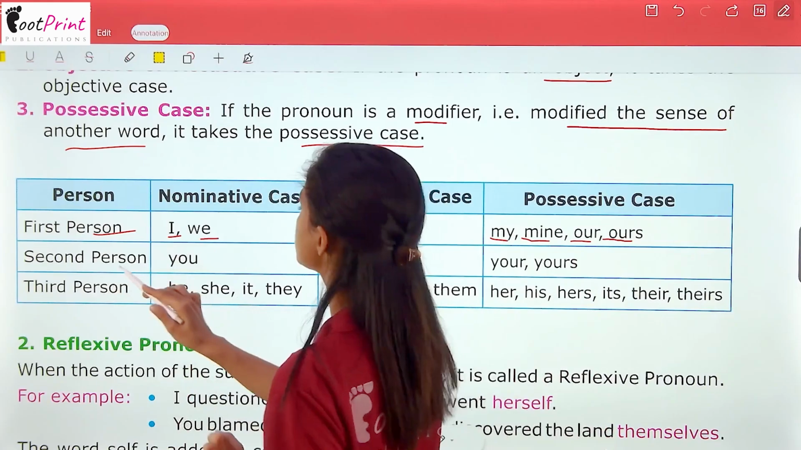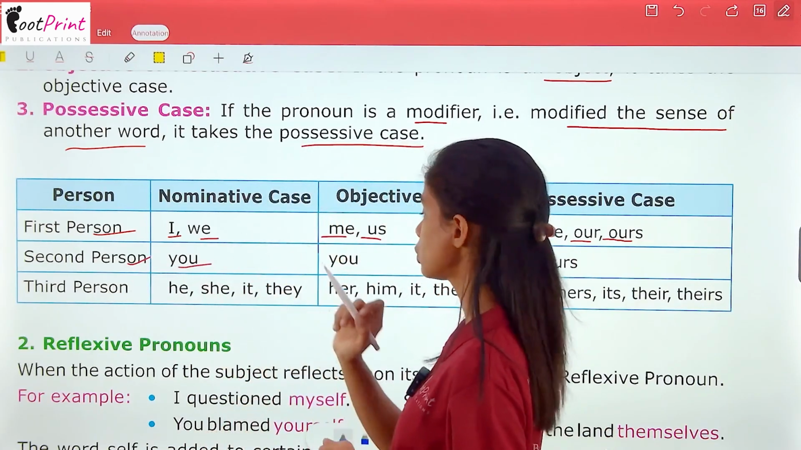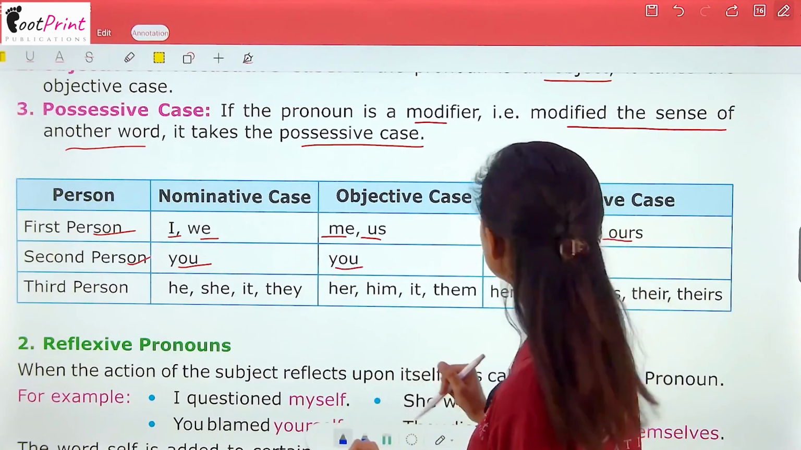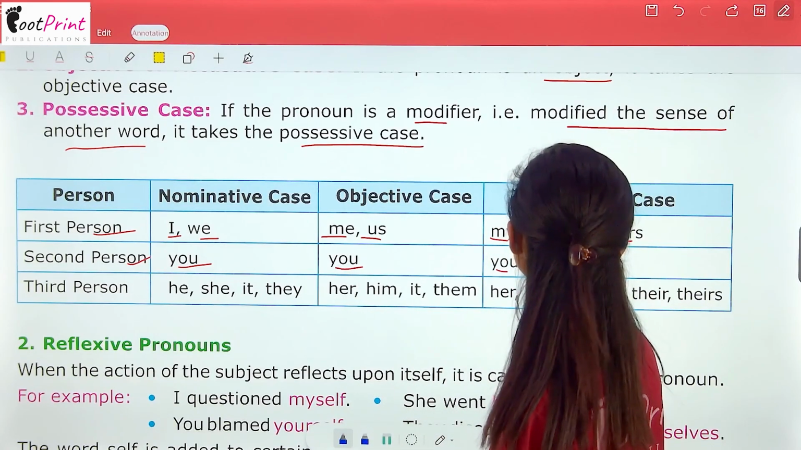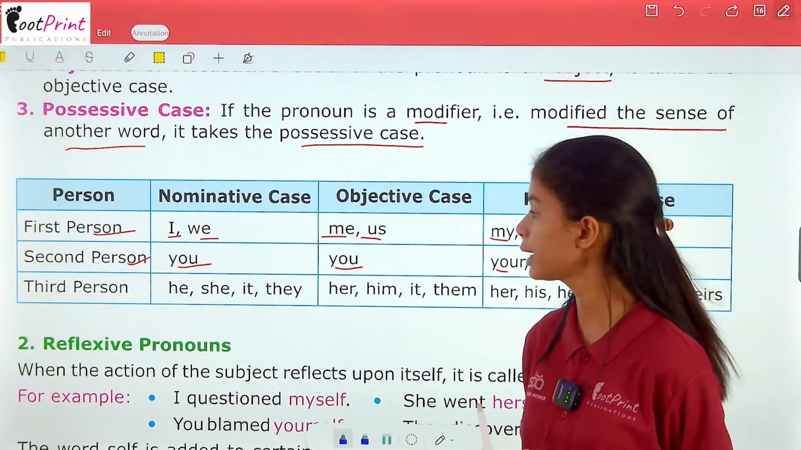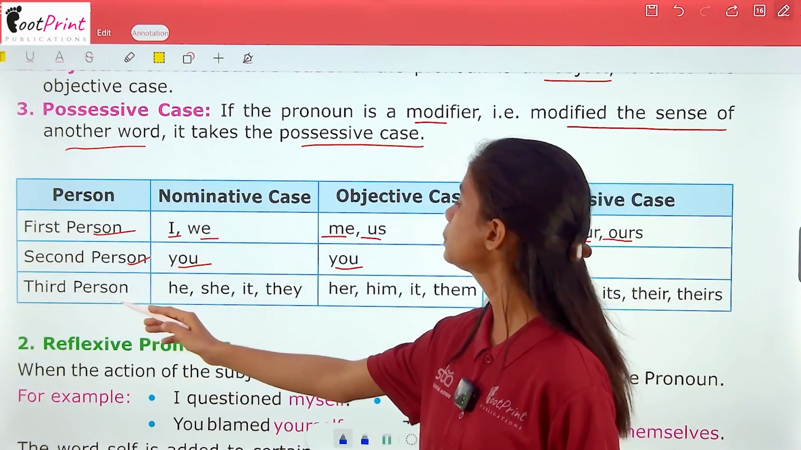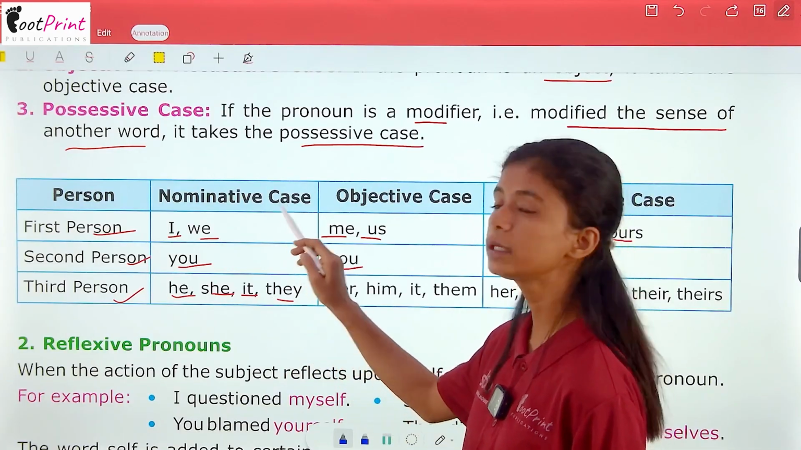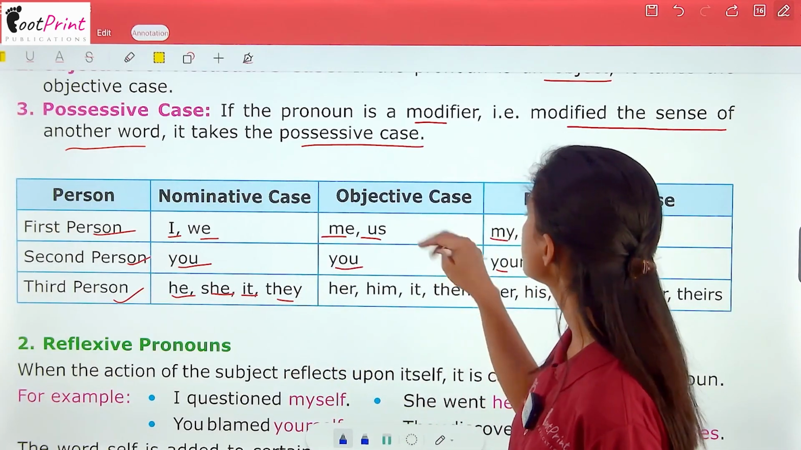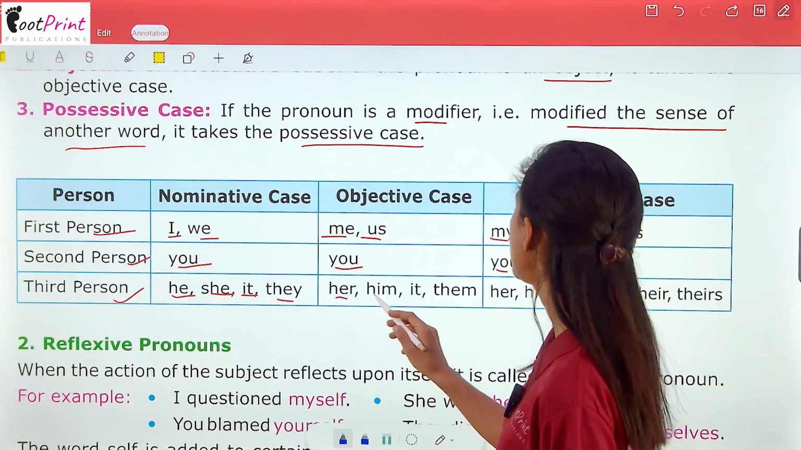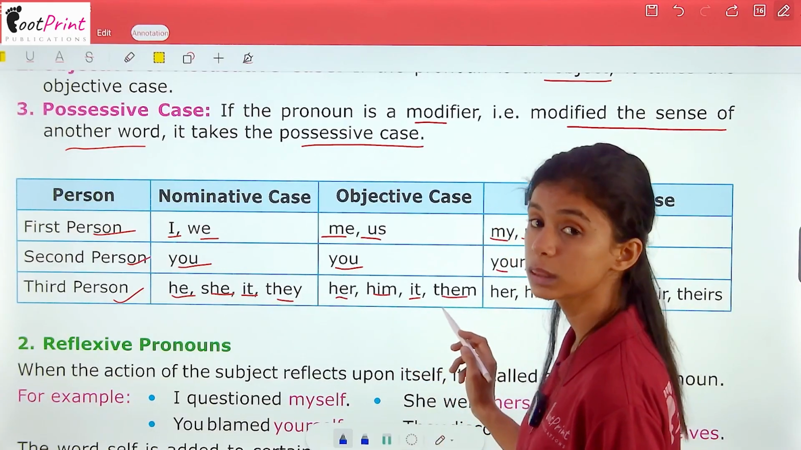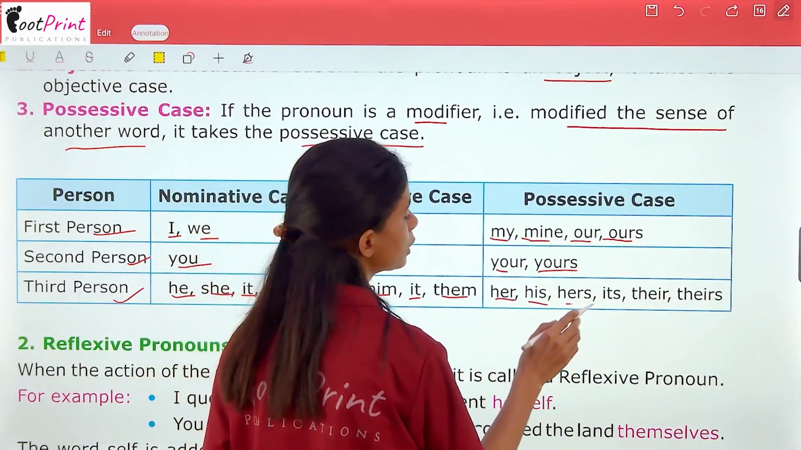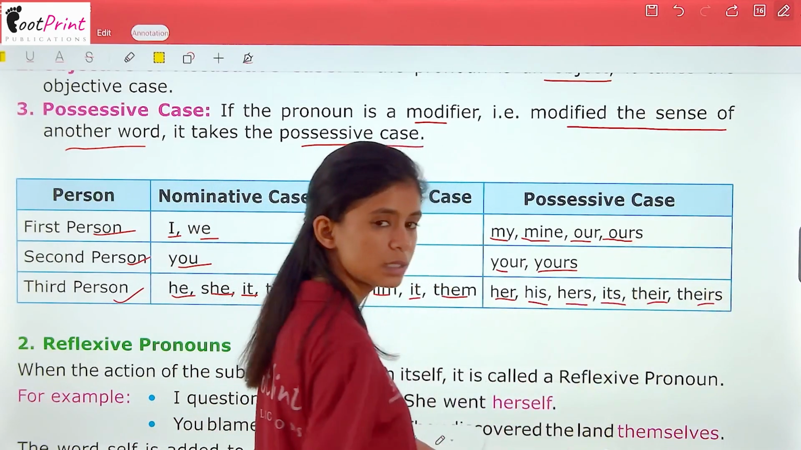Now in second person, in nominative case we have you. In objective case also it is you, and in possessive case it becomes your and yours. Alright. Now in third person we have he, she, it and they in nominative case. In objective case we have her, him, it and them. And in possessive case we have her, his, hers, its, their and theirs.